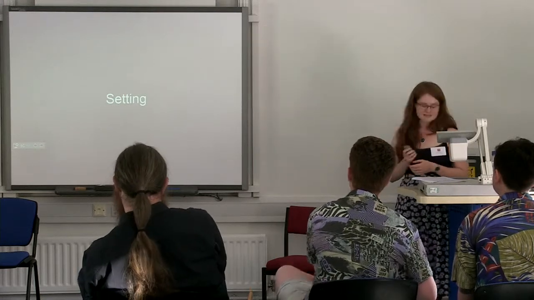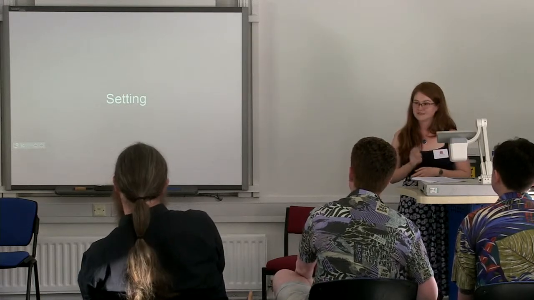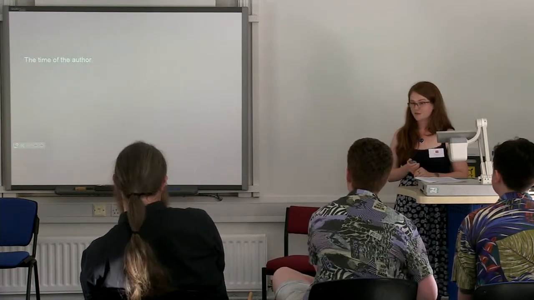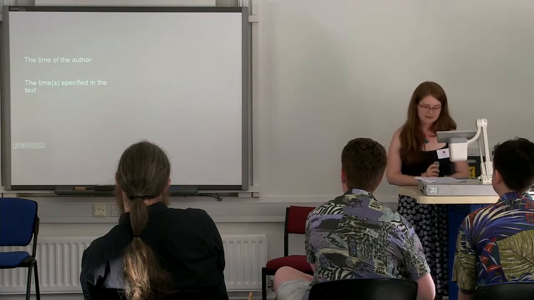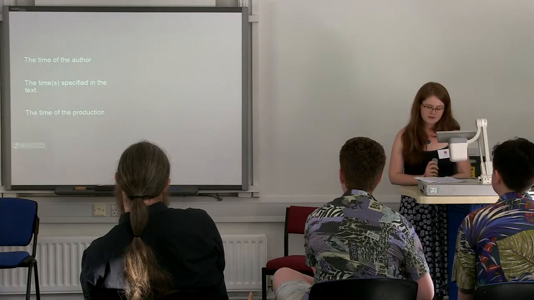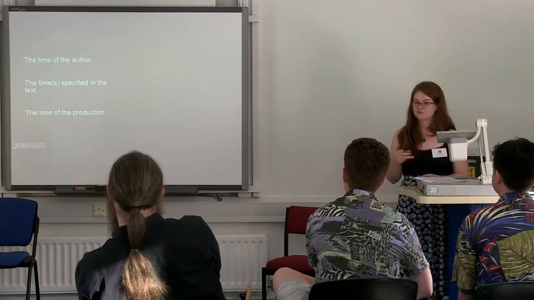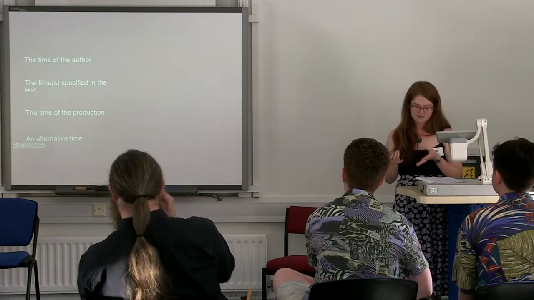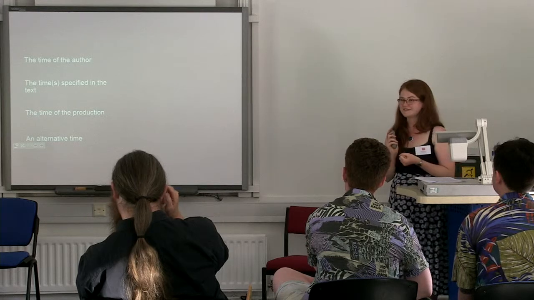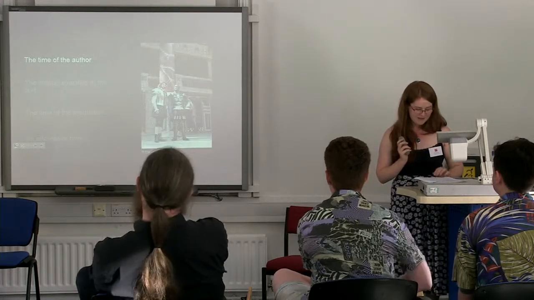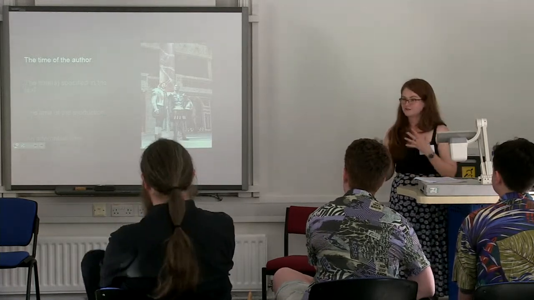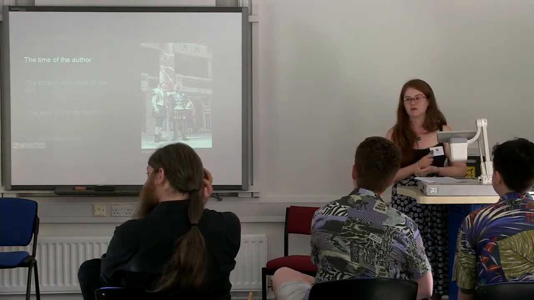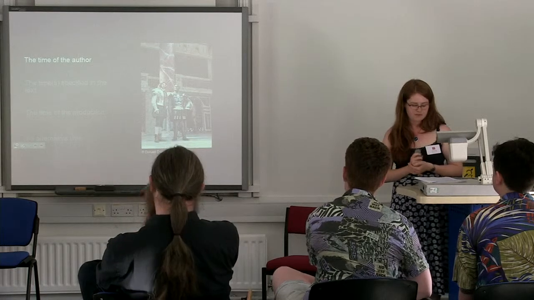So a production team can select any one of these four categories as a starting point for creating an onstage setting: the time of the author, any time specified within the text, the time in which the play is being performed, or an alternative time. To give you an example of how that might actually manifest, we'll look at Julius Caesar. The play could be staged in early modern dress. It was written in 1599, we believe. This was a production that happened at the Globe in 1999, shortly after it first opened.